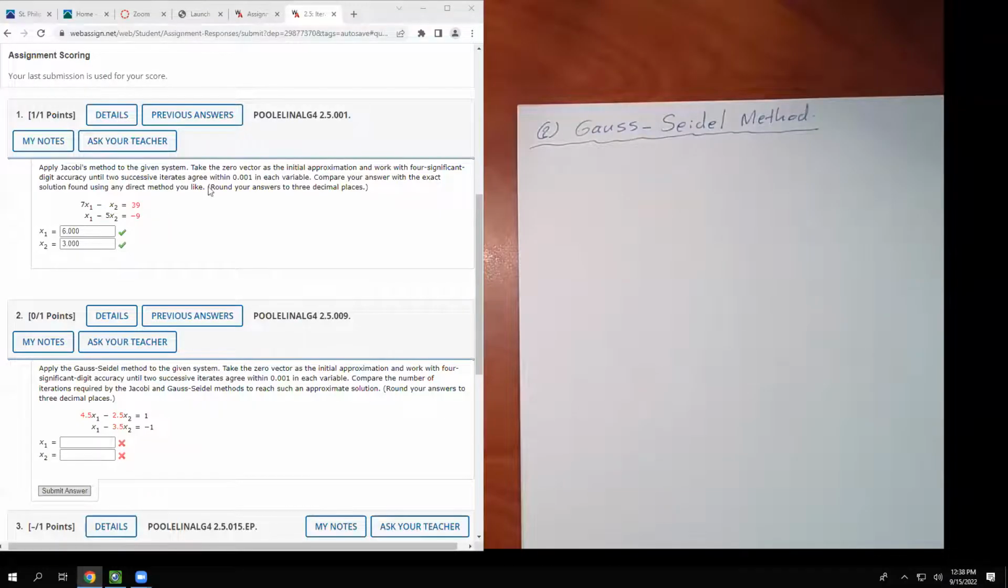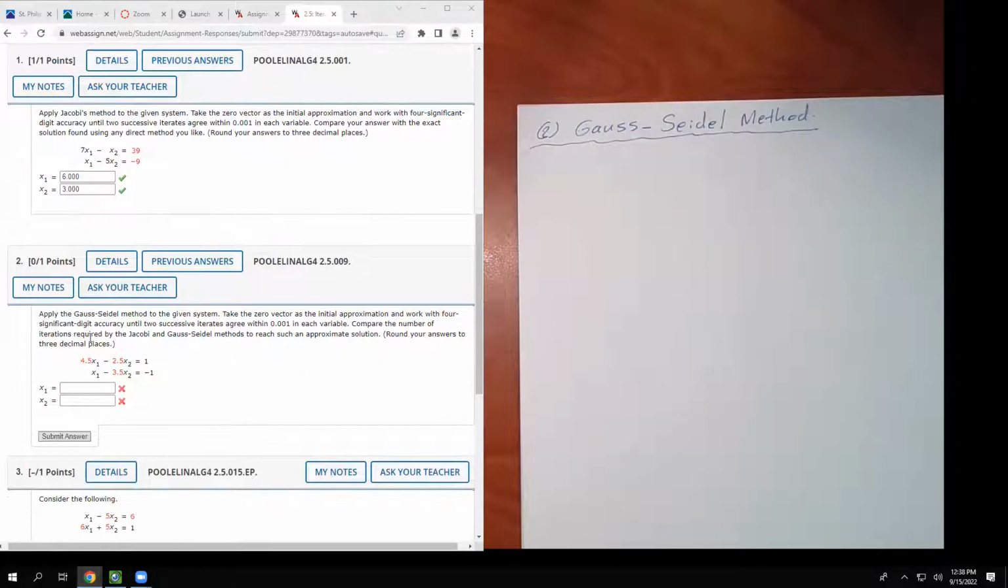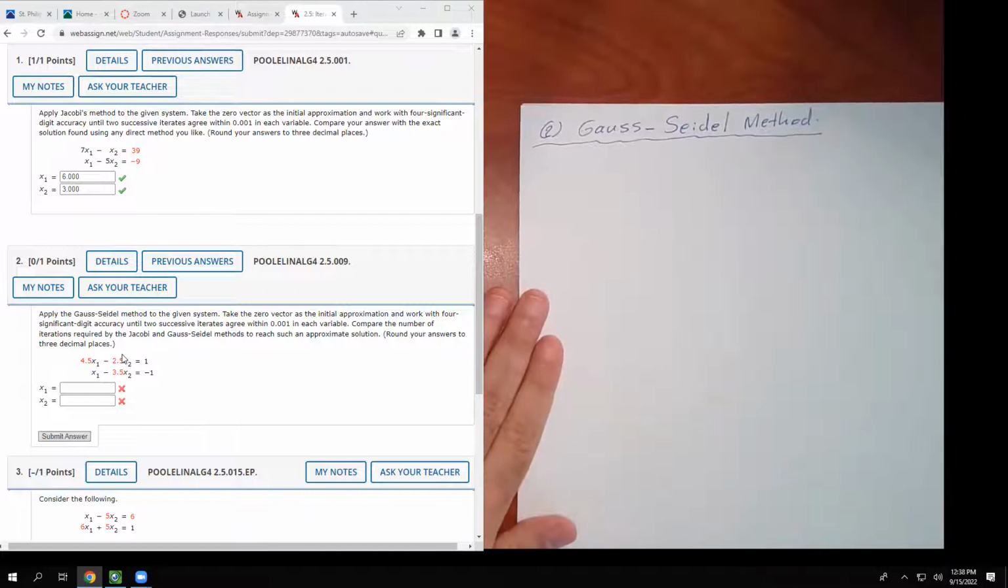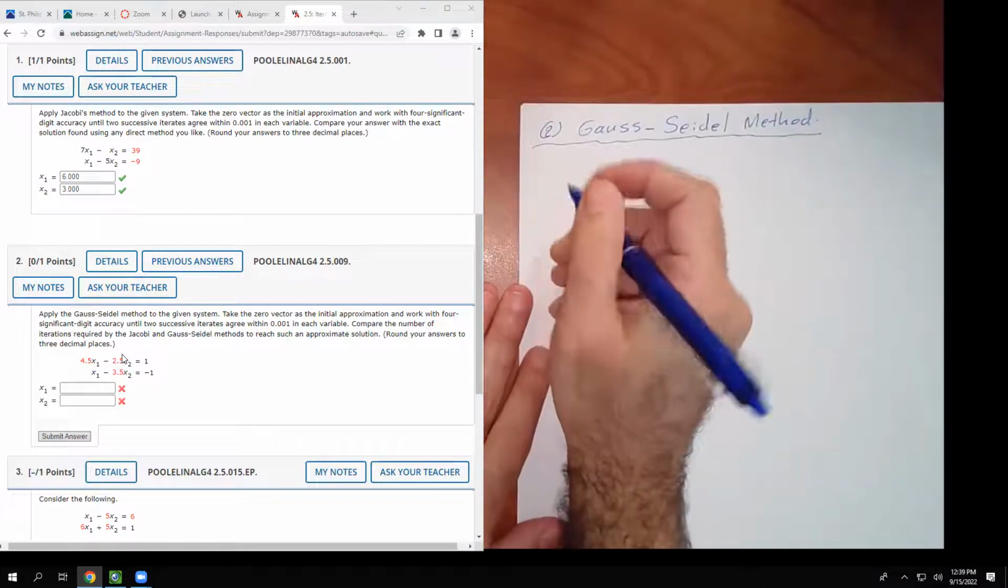Let's solve the second example. They ask you to apply the Gauss-Seidel method to the given system. And the same thing, they ask you to take the zero vector as an initial approximation, and we're going to round your answer to 3 decimal places.